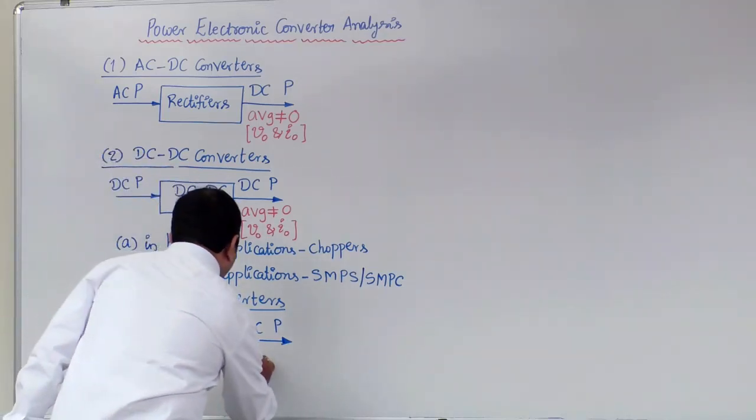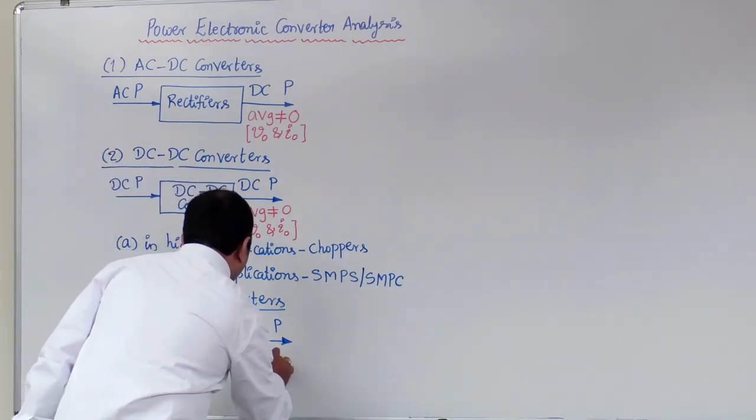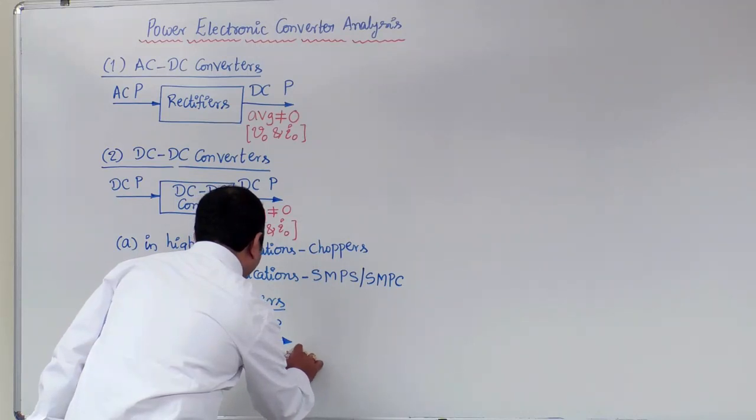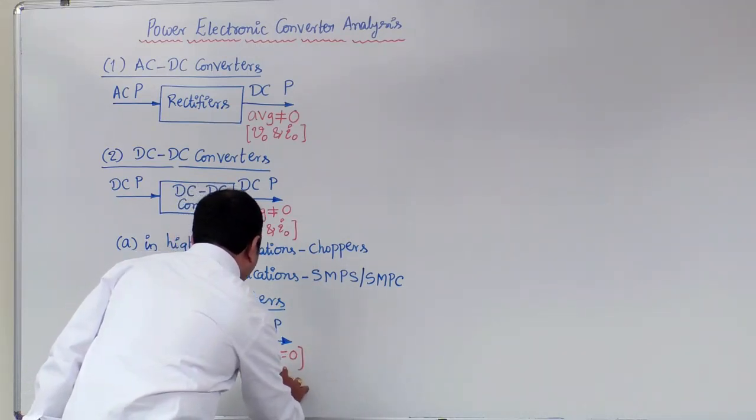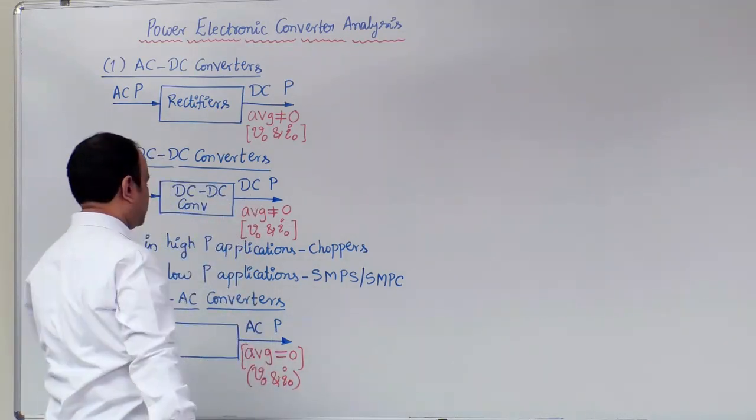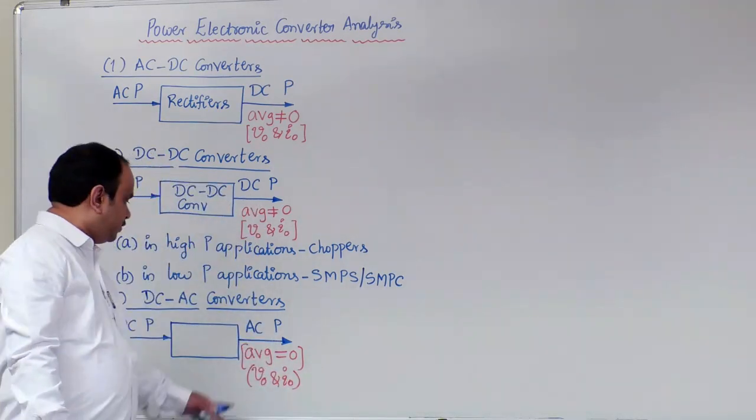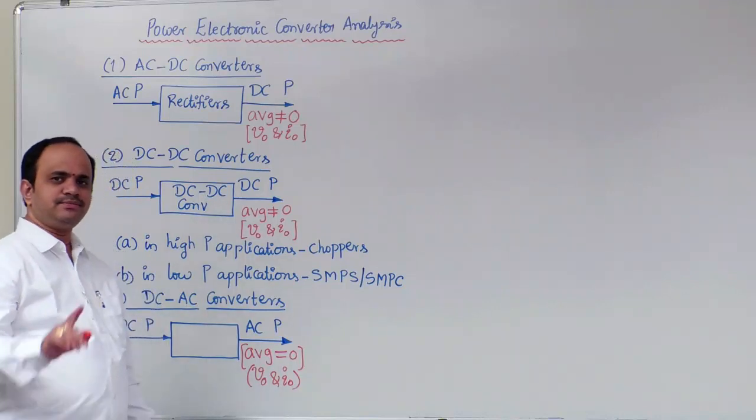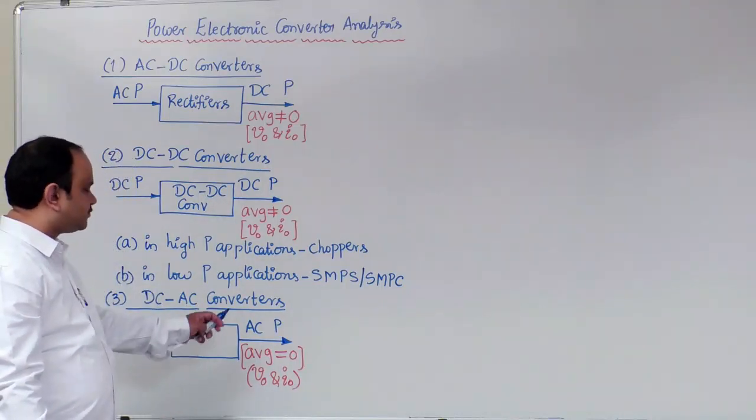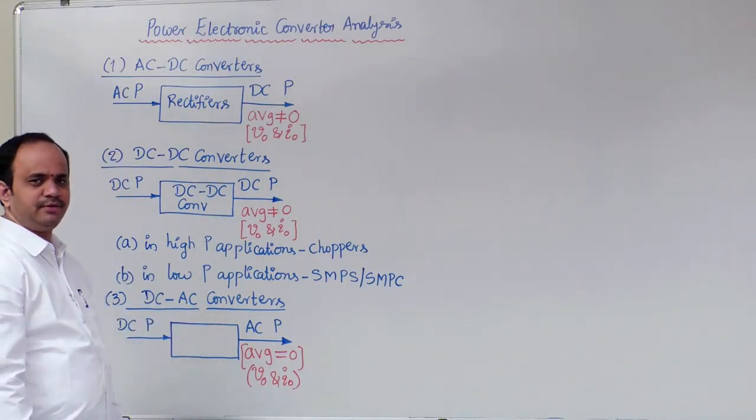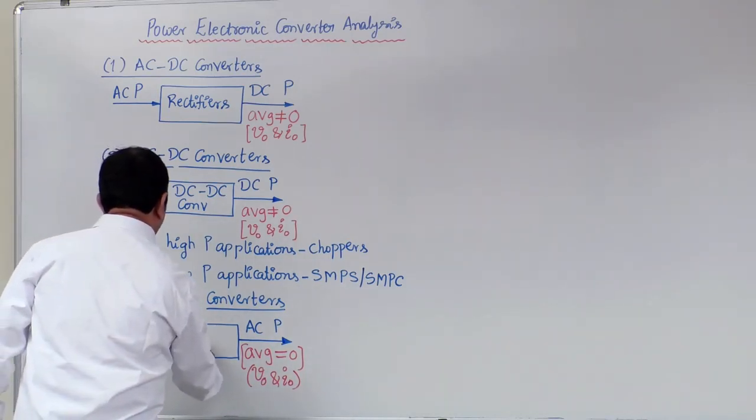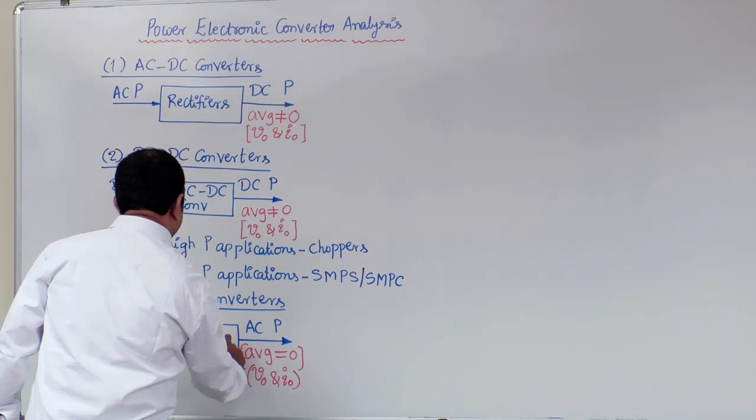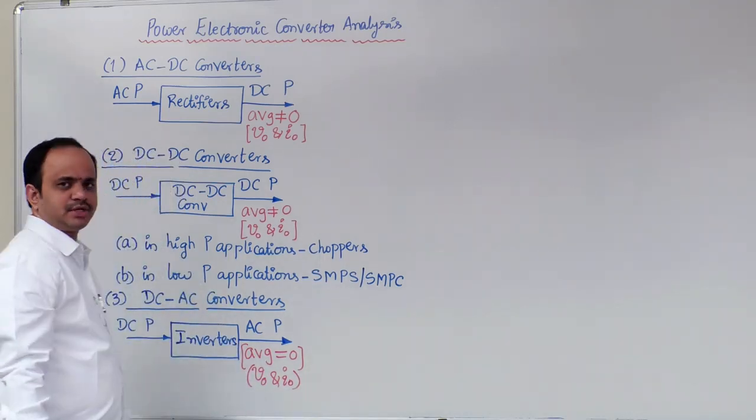What do you mean by AC power? Average values of V naught and I naught are 0. V naught and I naught will have some phase difference. Because of that, the output power will be a finite value. These circuits are also referred to as inverter circuits.